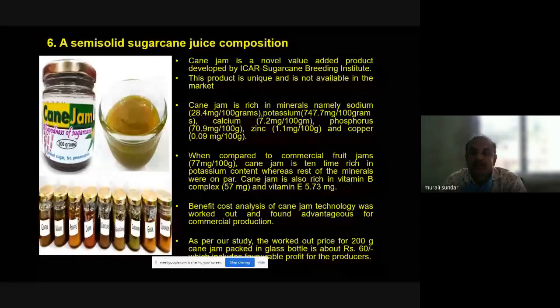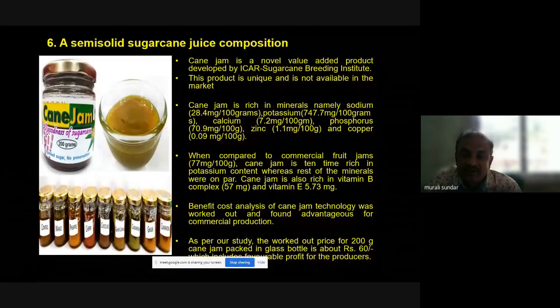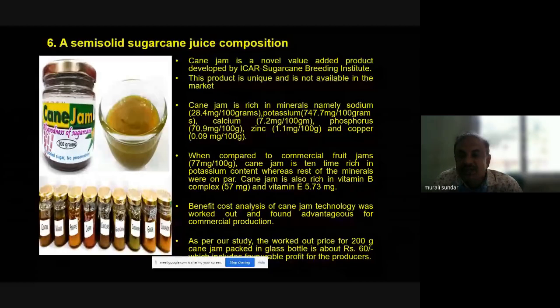When compared to the commercial fruit jam, at 77 milligrams per 100 grams, cane jam is 10 times richer in potassium content, whereas the rest of the minerals were on par with other fruit jams. Cane jam is also rich in vitamin B complex and vitamin E. So we can see how much is available, as mentioned here. And the benefit cost analysis of cane jam technology was worked out and found advantageous for commercial scale production.